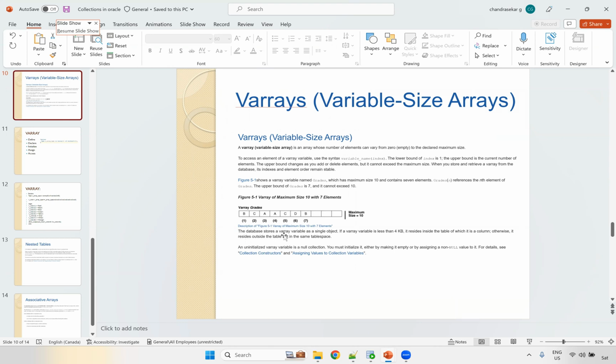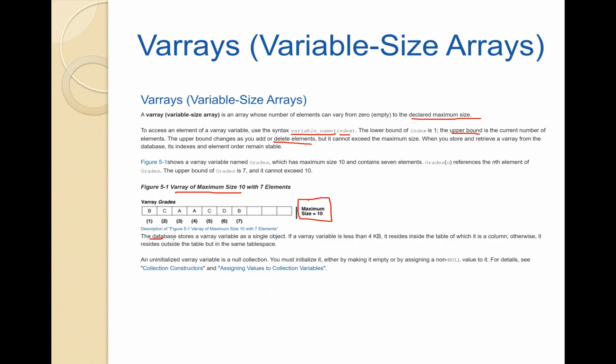The database stores a VRA variable as a single object. Okay, it's a single object. It will be stored like this, the single object. If a VRA variable is less than 4 KB, it resides inside the table of which is the column. Otherwise, it will reside outside that table, but on the same table space. They will keep it separately if it is more than 4 KB.